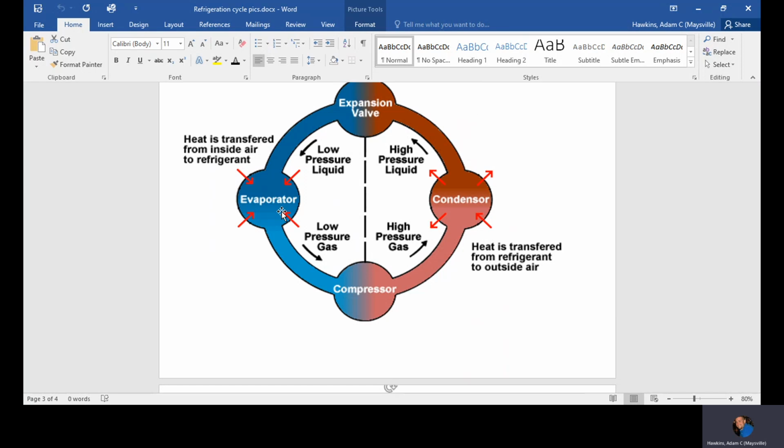So how we tell that is by putting our gauges on it, measuring our saturation temps. So kind of get back to that in a minute, but it's going to be colder. So that's the main thing. Evaporator has to be colder. Condenser has to be warmer. So we'll get to that in a minute. But evaporator has to be colder.